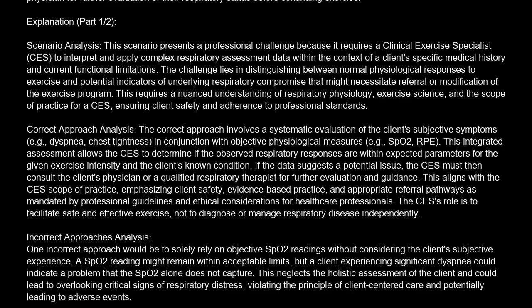Another incorrect approach would be to immediately terminate the exercise session and advise the client to seek immediate medical attention based solely on a minor, transient drop in SpO2 that resolves quickly with rest and is not accompanied by significant dyspnea.